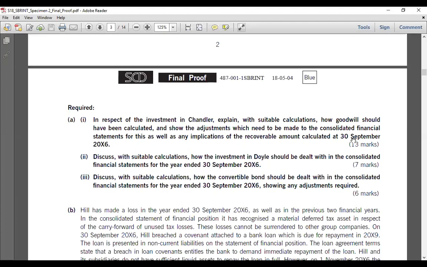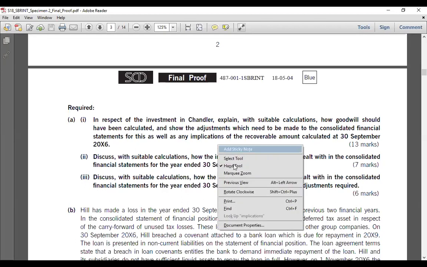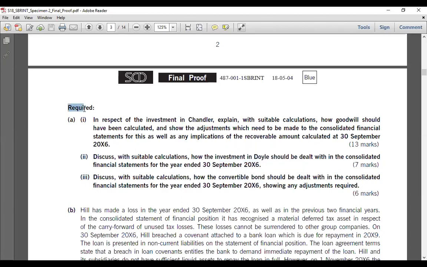Okay, so now this is question number 1 of specimen exam number 2, which we are starting to discuss. The question says that in the requirement part A1, in respect of the investment in Chandler, explain with suitable calculations how goodwill should have been calculated. So this is the main requirement of the question, how the goodwill should have been calculated. The goodwill calculation that we had discussed previously was in working number 2, so we are going to prepare working 2 for that.